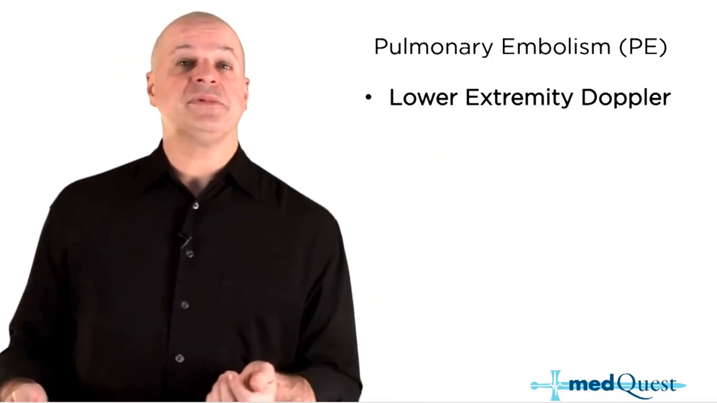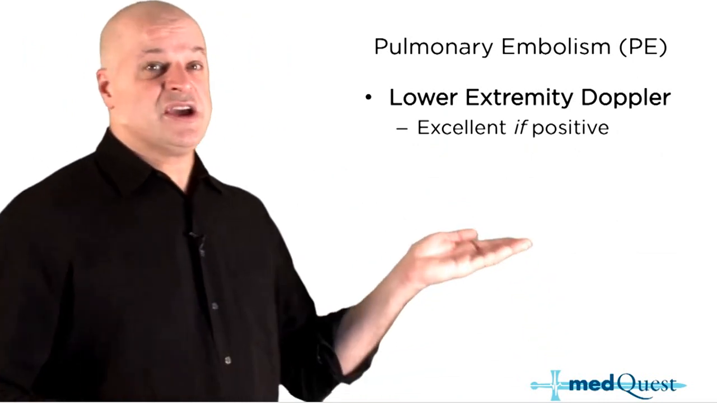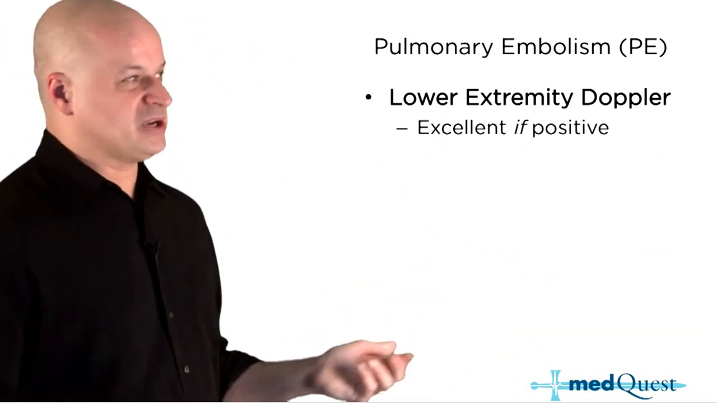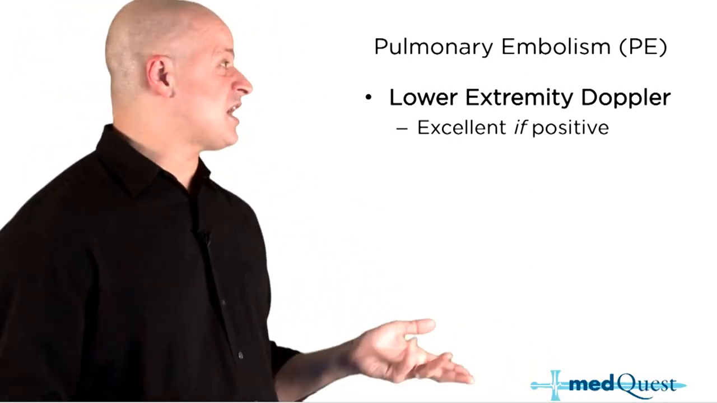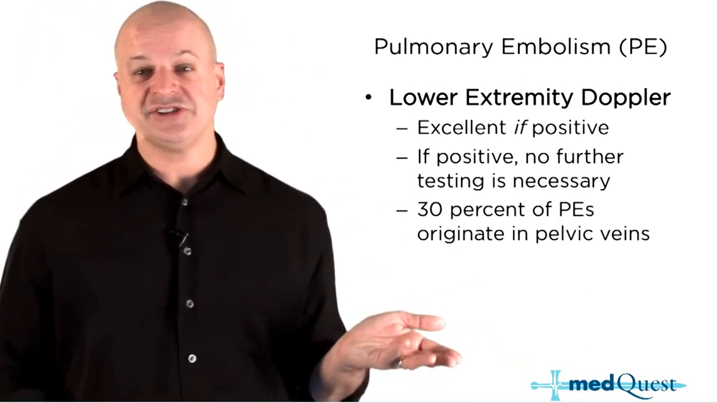Now, pulmonary embolus: lower extremity Doppler, if it's positive, it's excellent. You don't need to do any other tests. We need heparin, and we need warfarin or dabigatran, warfarin or rivaroxaban, for 6 months, INR 2 to 3. If it's positive, you don't need any other tests.